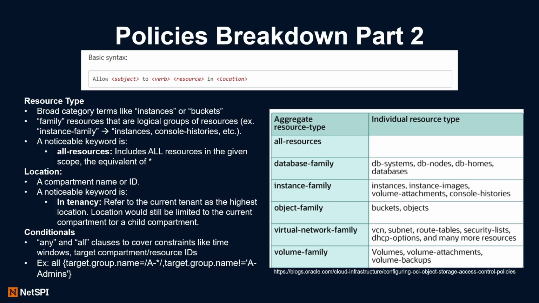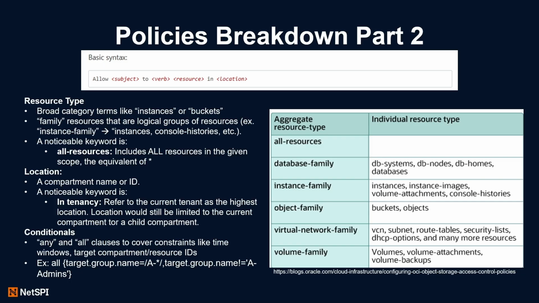The big takeaway here is that I can't specify a specific resource ID in this sentence. I have to do a very general instances or buckets or a family. If you want to specify specific resources, it seems like you have to use conditionals, to say allow Scott to manage instances in this location where the instance ID is 123, right? There's no way to just do it in the resource clause itself, from what I've seen.